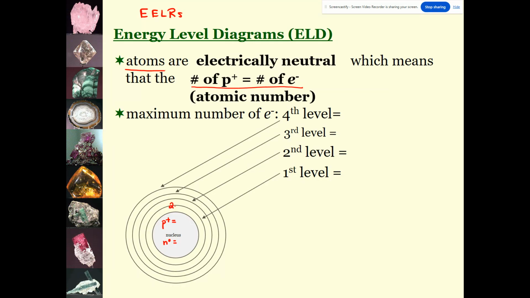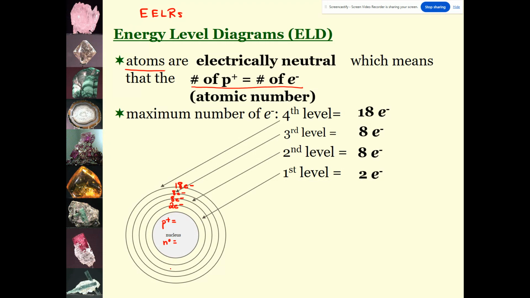So the first energy level can hold a maximum of 2 electrons. If your atom has more than 2 electrons, you're going to then put them in the second energy level, which can hold a total of 8 electrons. The third energy level, if you still have more electrons, you go to put them in the third. That can also hold a total of 8 electrons. Now, if you still have more electrons, you'll put them in the next level, which can hold a maximum of 18.